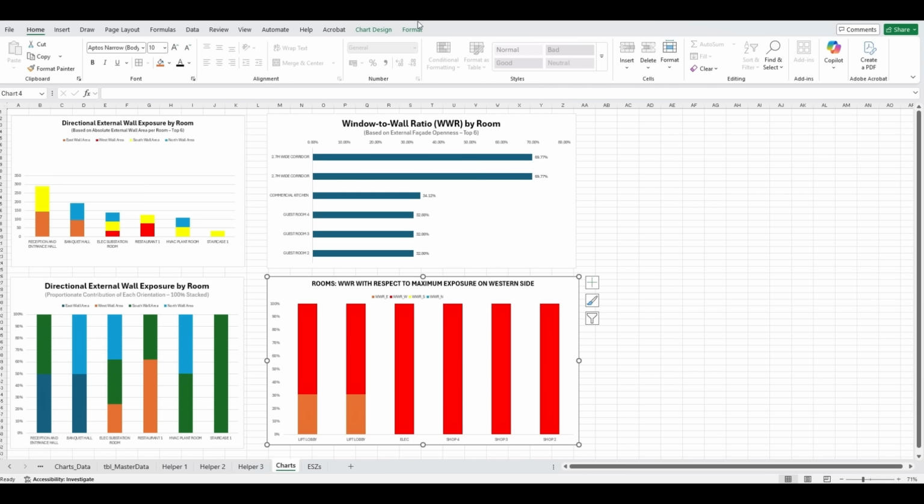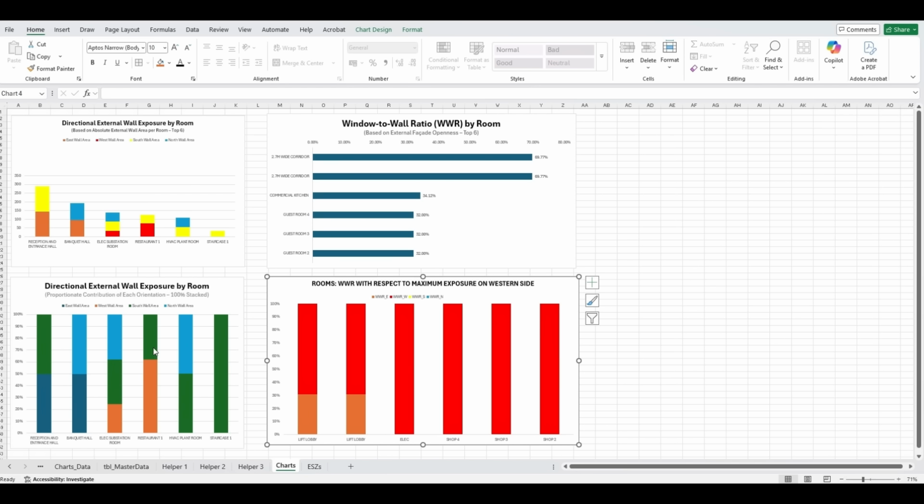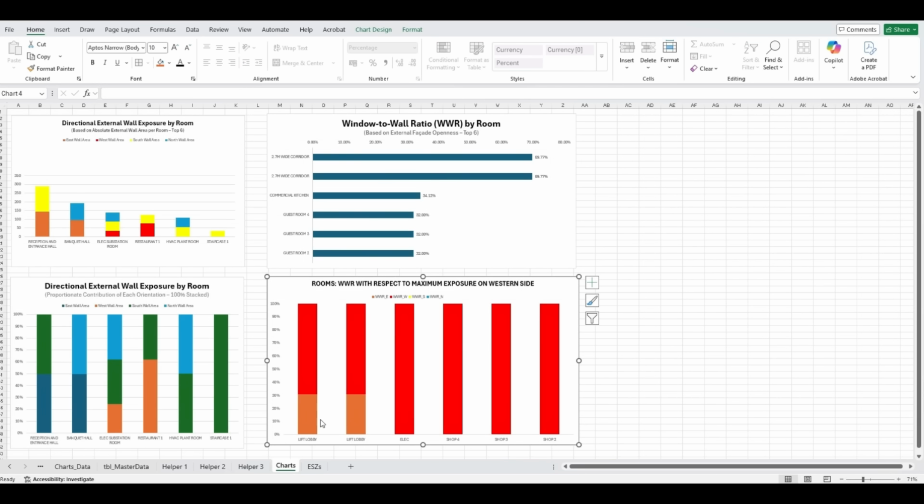Chart 2: overall window-to-wall ratio. Next, we evaluate the overall window-to-wall ratio. This indicates glazing intensity relative to wall area. Higher WWR may improve daylight and aesthetics, but it also increases potential heat gain. So here we begin identifying spaces where glazing decisions may influence energy demand.